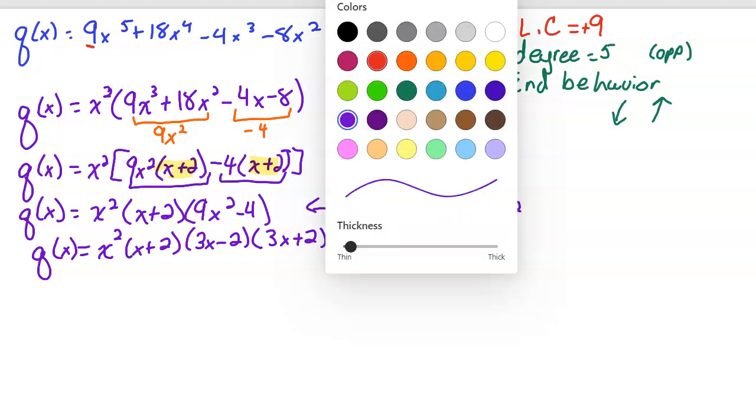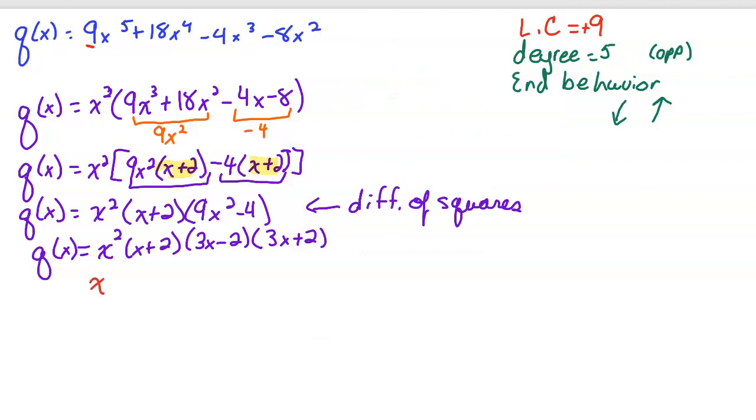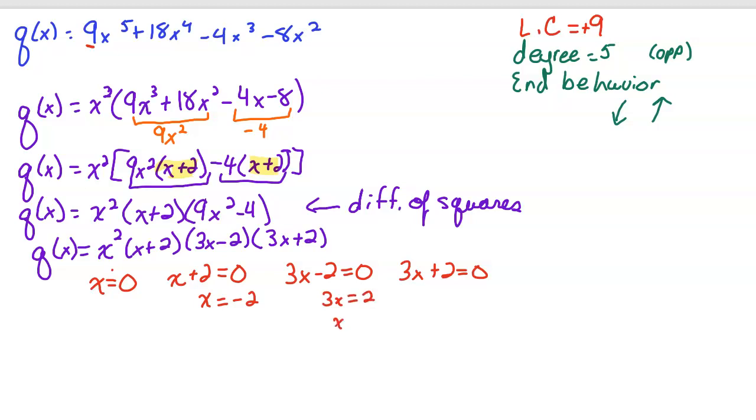And I'm going to set each of these equal to 0. So I'll get x is equal to 0, x plus 2 is equal to 0, 3x minus 2 is equal to 0, and 3x plus 2 is equal to 0. So in this case, x is equal to a negative 2. I'll add 2 to both sides, so 3x is equal to 2. x is equal to a positive 2/3. I'll subtract 2, so 3x is equal to negative 2. So x is equal to a negative 2/3.